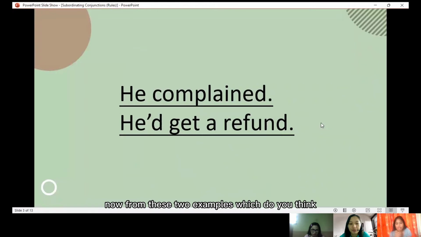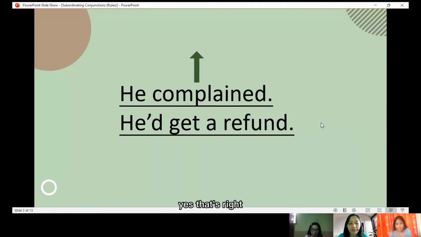Now, from these two examples, which do you think is the dependent clause and the independent clause? Rian? I think the independent clause is the first one, he complained, and the second one is the dependent clause. Yes, that's right.